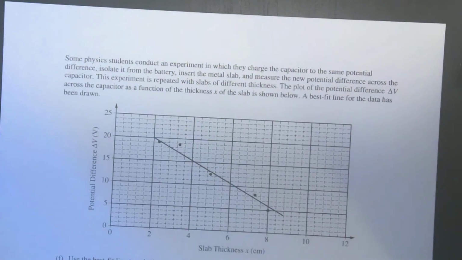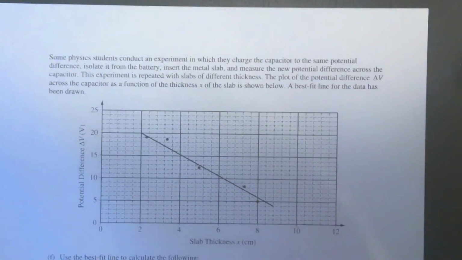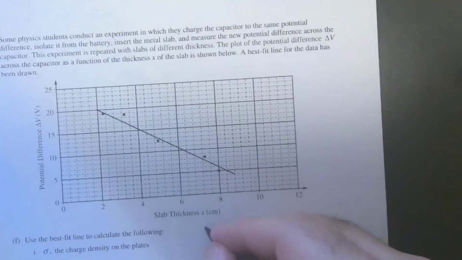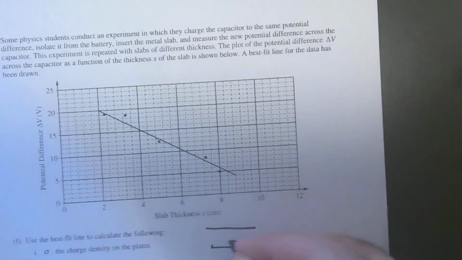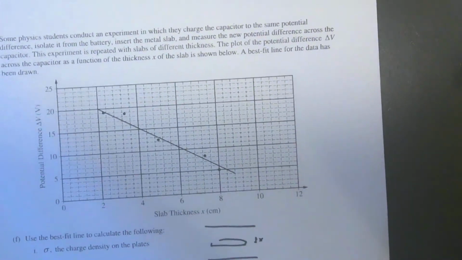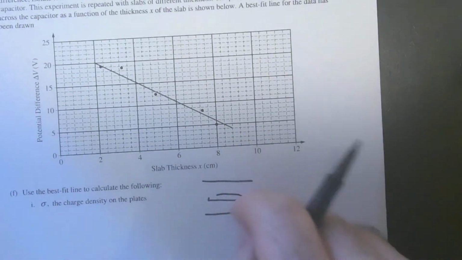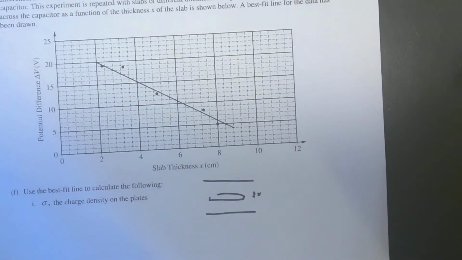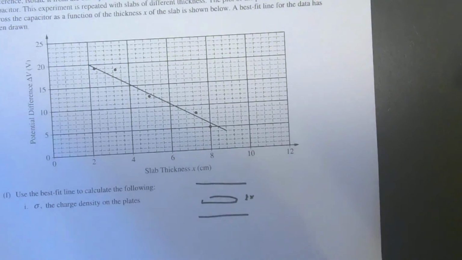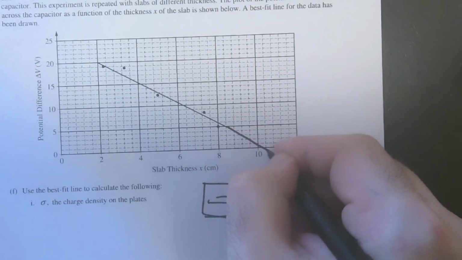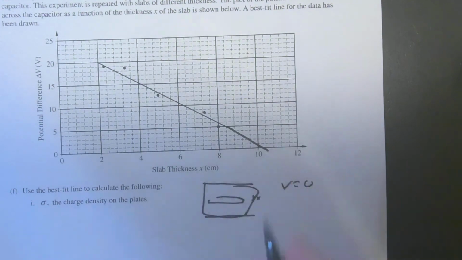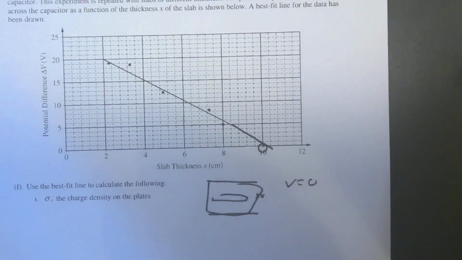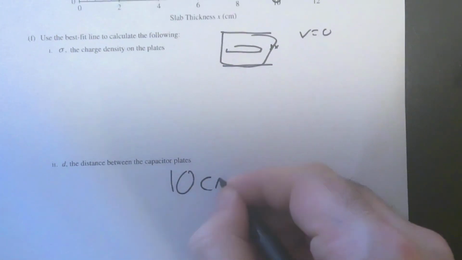And now we're on this. We have a graph of voltage versus slab thickness. So think of it this way. Here's your thickness. As it gets thicker and thicker, that means that the voltage goes less and less, obviously. When will the voltage be 0? When this entire thing is filled. So this right here is the distance between the plates, because the voltage goes to 0.